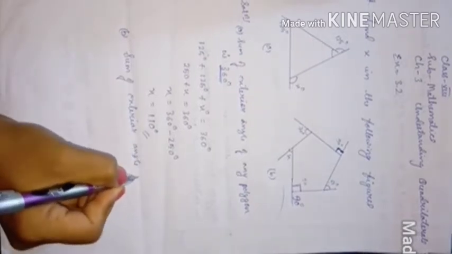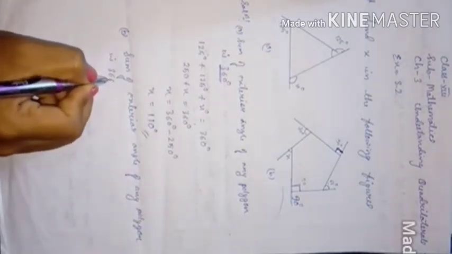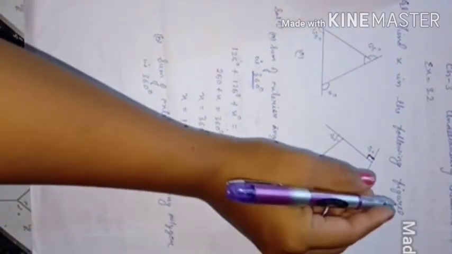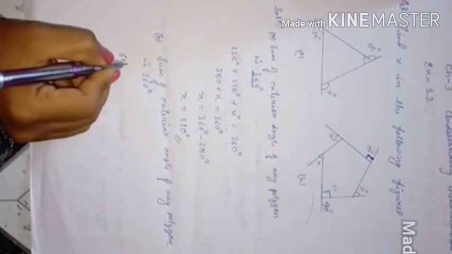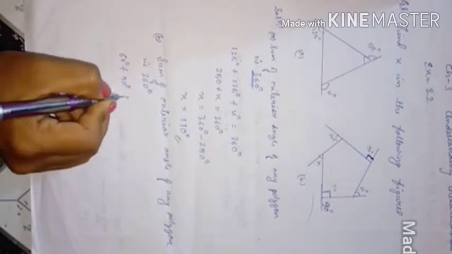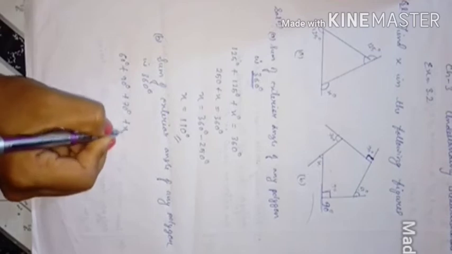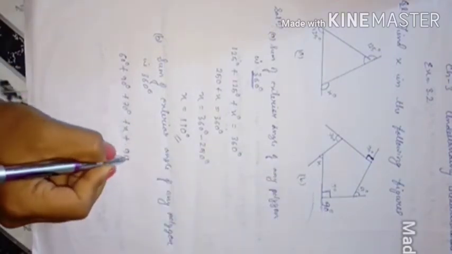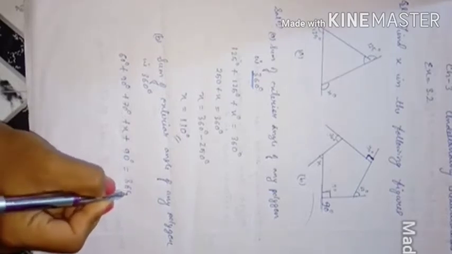In the same way, what will you write? Sum of exterior angles of any polygon is 360 degree. So you will add all the exterior angles here. 60 degree plus 90 degree plus 70 degree plus x and plus, here it is not given, but we can conclude this as how much? 90 degree is equal to 360 degree.